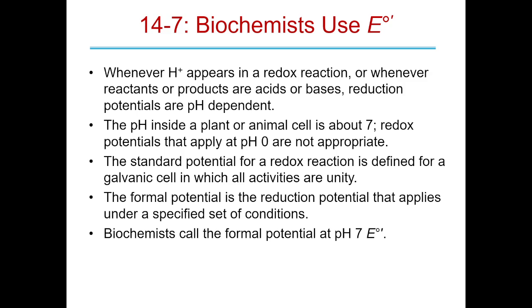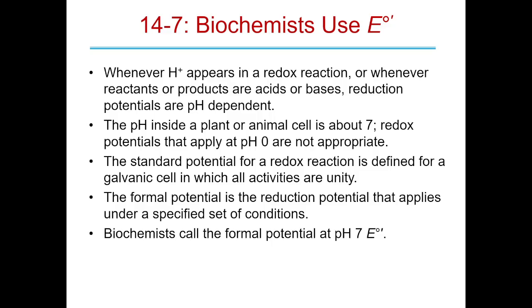And in fact, you already kind of knew this because the entire citric acid cycle harvests its energy using a pH or H plus concentration battery, essentially, doesn't it? That generates the ATP. Everybody okay with that idea? So the pH inside a plant or animal is usually approximately 7. Redox potentials that apply at pH 0 are obviously not appropriate for that, right?